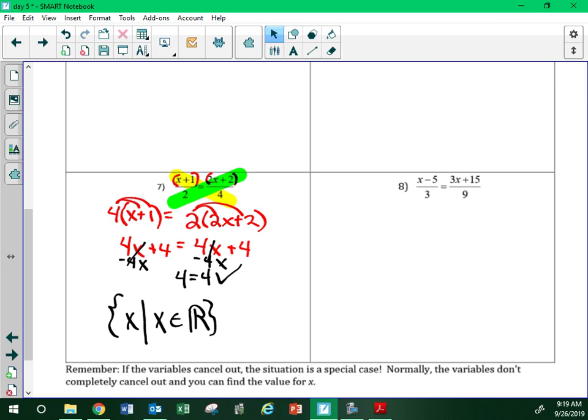So similar with number 8 here. Put those parentheses around. Alright, so go ahead and cross multiply. So I want you guys to try this one. I'll come around and answer questions for those that have questions. I want you to try this one.